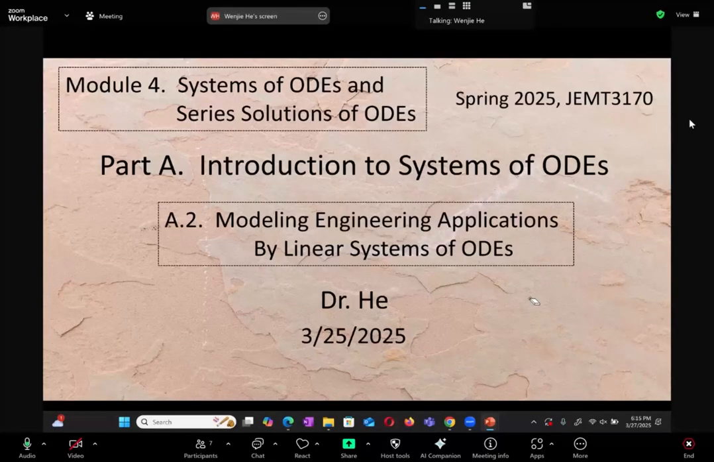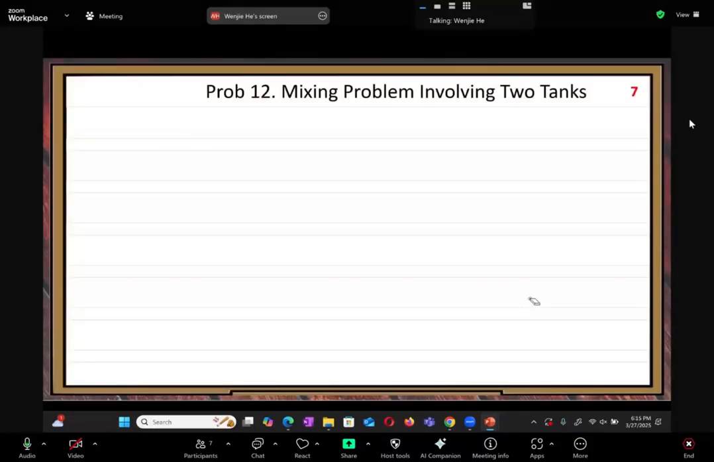All right, so let's look at the question first. Problem number 12. Mixing problem involving two tanks. Remember, we did a mixing problem with one tank before. Remember the one physical law we used, balance law, right? So that is the same topic, but this time we have two tanks. So it's a system of tanks.